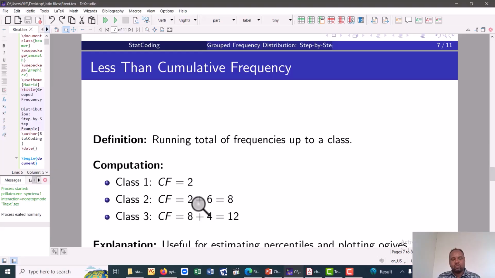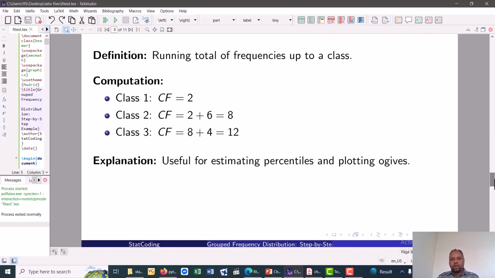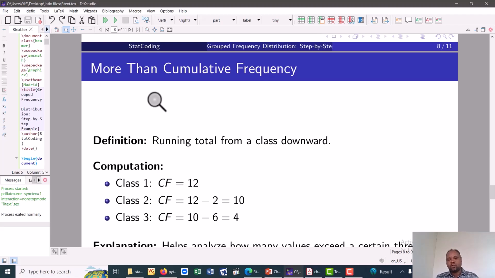6 plus 2. And how many students whose score is 39 and below? This is nothing but all the students. This is nothing but the reference to the upper class limit of a class and below. So these particular figures are useful for estimating percentiles and plotting ogives, the more than cumulative frequency, which is a running total from a class downward.